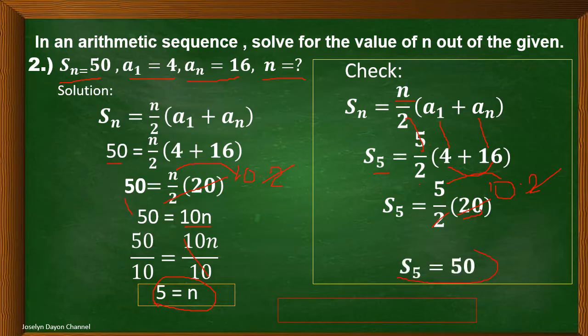So if you have observed, the sum of the first 5 terms is 50. So we are correct that the value of n is equal to 5 because we obtained a sum of 50, which was given, S sub n equals 50. Therefore, the value of n is equal to 5.